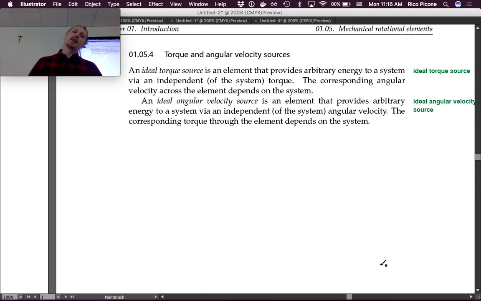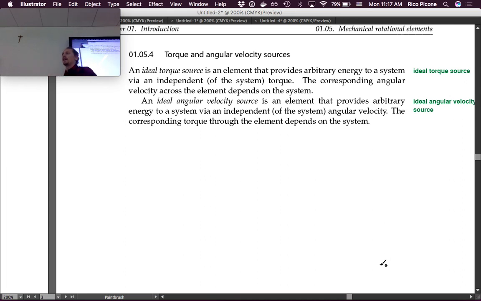Torque and angular velocity sources. So we have one more thing to define, and that is sources. You can have a torque source that supplies an arbitrary torque, whatever you specify, and it will adapt to whatever angular velocity is required to make that happen. Similarly, you can have an angular velocity source that you specify an arbitrary angular velocity, and the source will supply whatever torque is necessary to make that angular velocity happen.